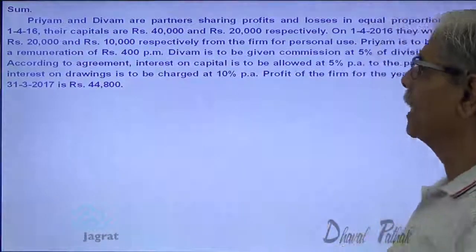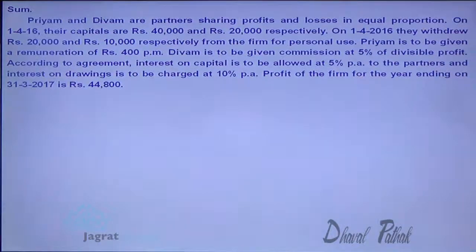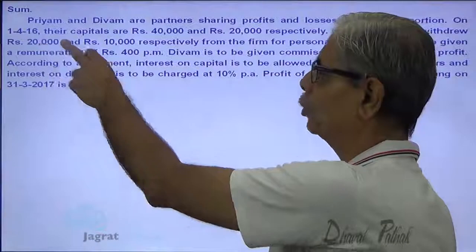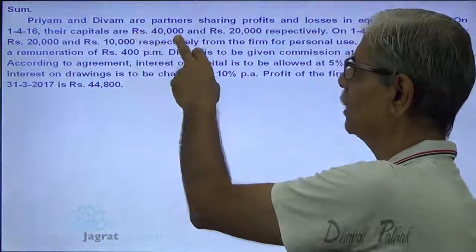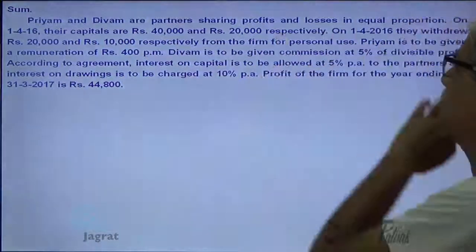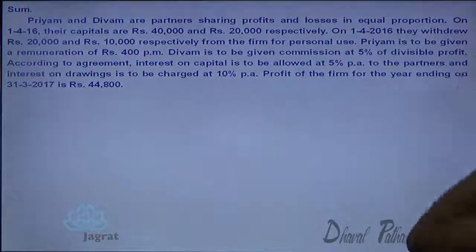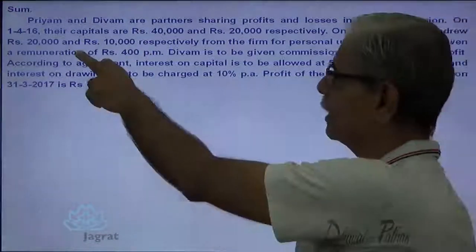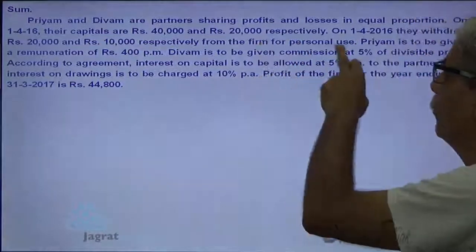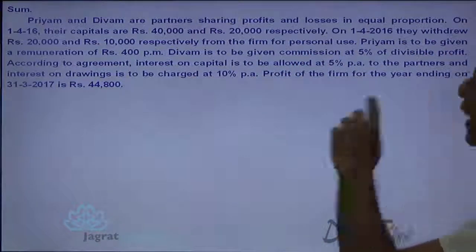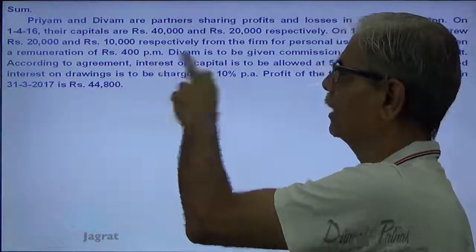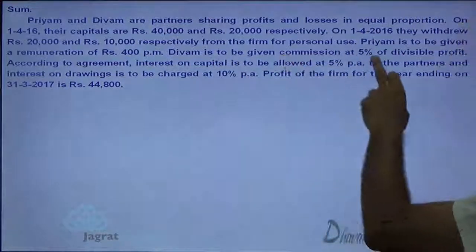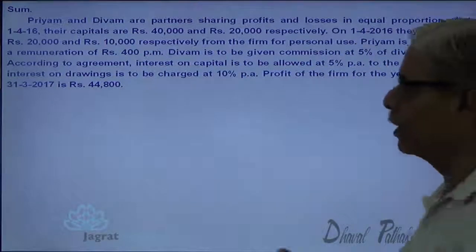Priyam and Devam are the partners sharing profits and losses in equal proportion. On 1/4/2016, their capital are rupees 40,000 and 20,000 respectively. On 1/4/2016, they withdrew rupees 20,000 and 10,000 respectively from the firm for their personal use. Priyam is to be given a remuneration of 400 per month. Devam is to be given commission at the rate of 5% on divisible profit.